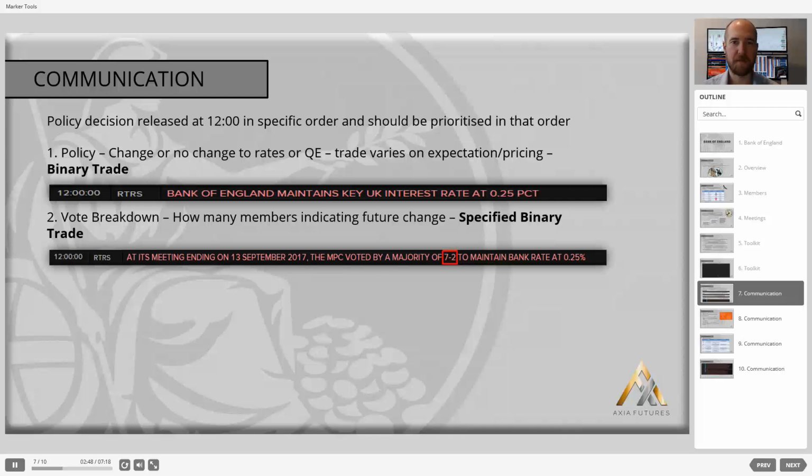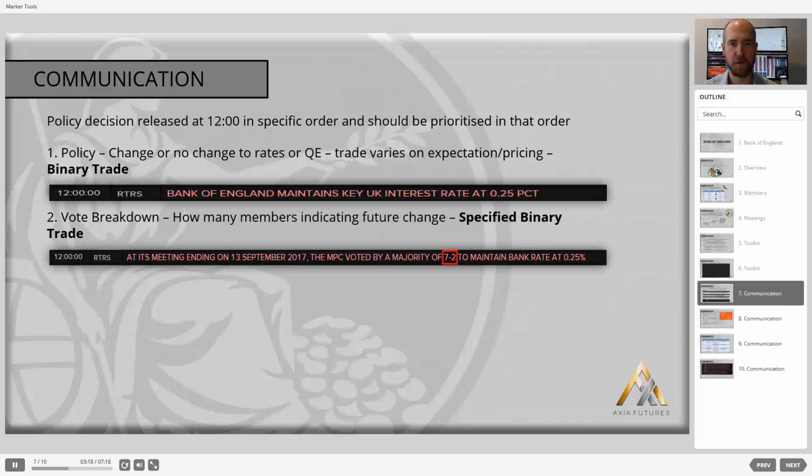That's where you get a specified binary trade. As I say, you could have 5 options for this. Now, what you're looking for here is that not every one of those options is going to create a trade. One of them will be expected. One of them perhaps will be semi-expected. So it's the more outliers that give you that binary trade. So perhaps if there was an expectation of 7-2, then a 9-0 or a 5-4 would be the specified binary trade there.